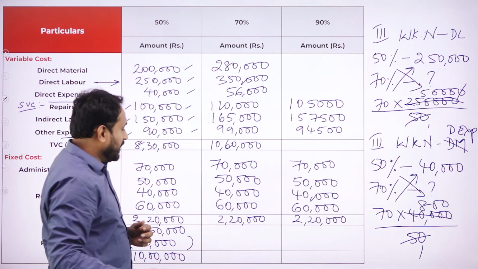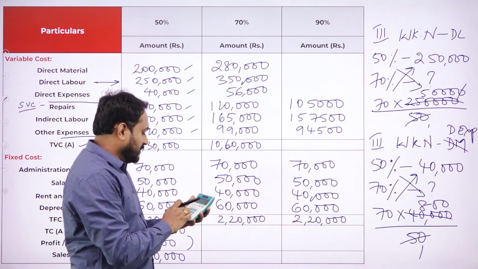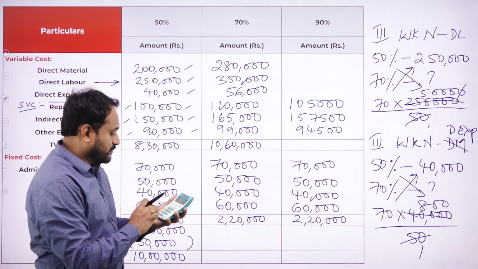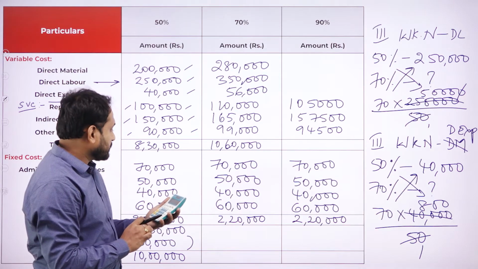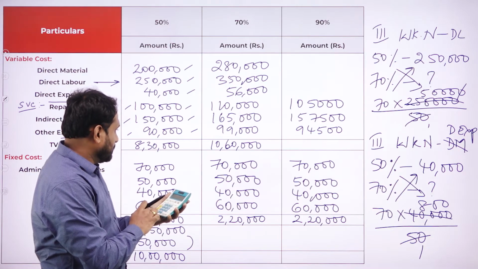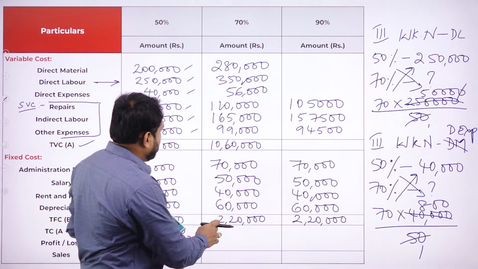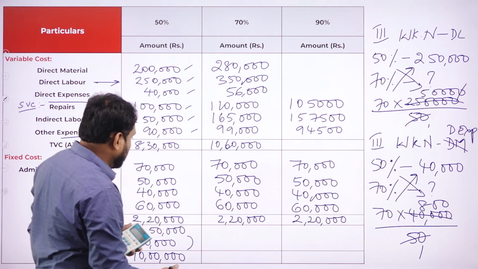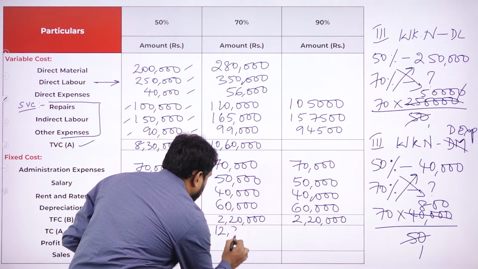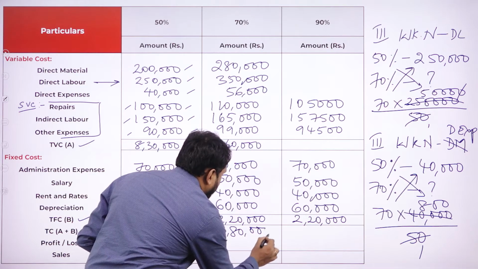Now we need to add 10,60,000 plus 2,20,000. Now we got 10 lakh. 10 lakh and 2 lakh is 12 lakh. 12 lakh, 12 lakh 80 is what we get. 12 lakh 80,000 is what we got.